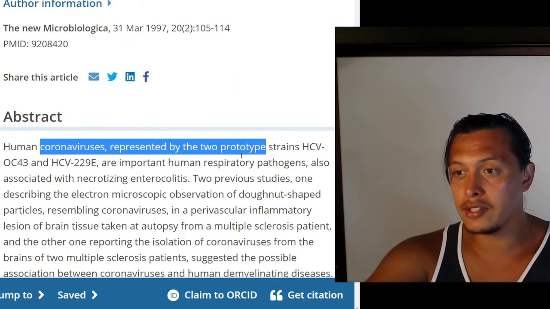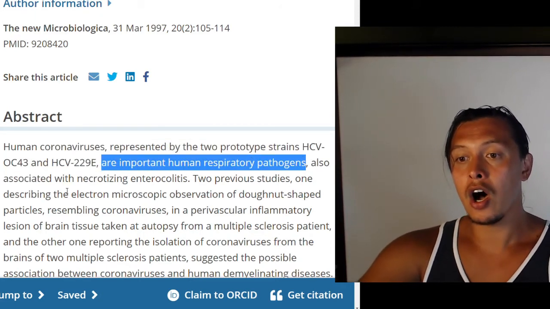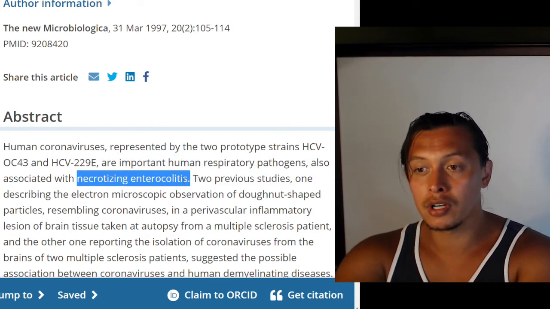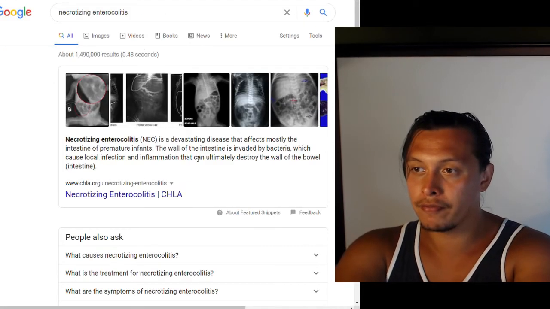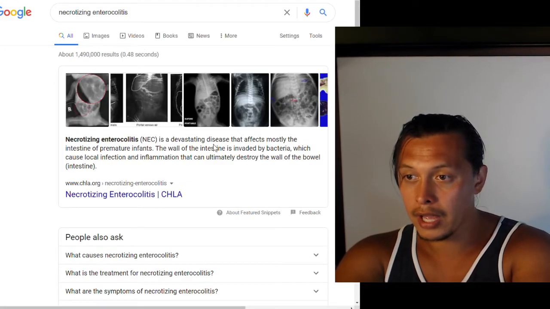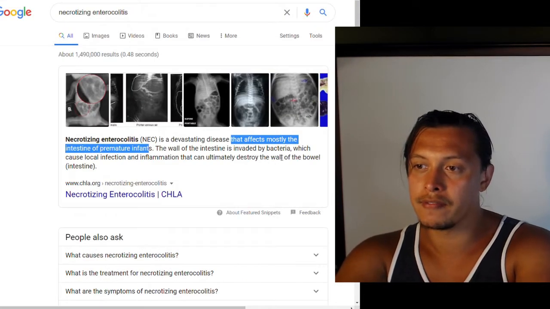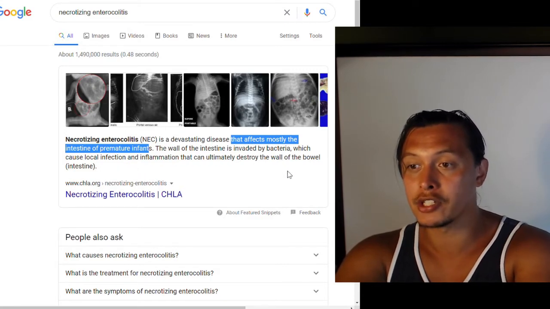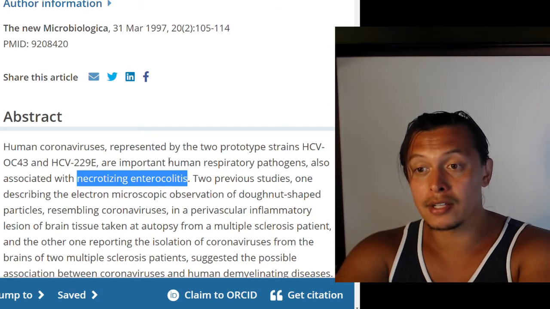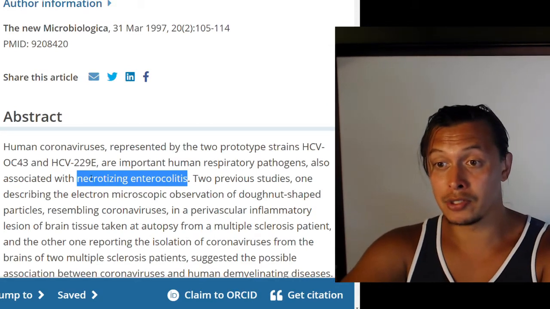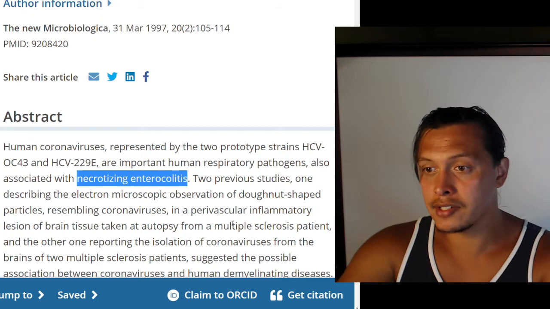These are important human respiratory pathogens, also associated with necrotizing enterocolitis. So this would be a disease of the colon. And let's look up a photo. And it affects mostly the intestines of premature infants. The wall of the intestine is invaded by bacteria, which causes local infection and inflammation that can ultimately destroy the wall of the bowel. So this is a pro-inflammatory response, which ends up allowing the bacteria sometimes to start basically invading and causing necrosis of the intestines.